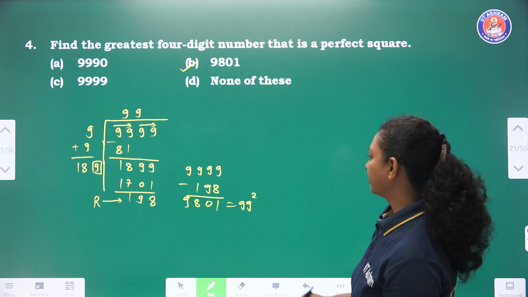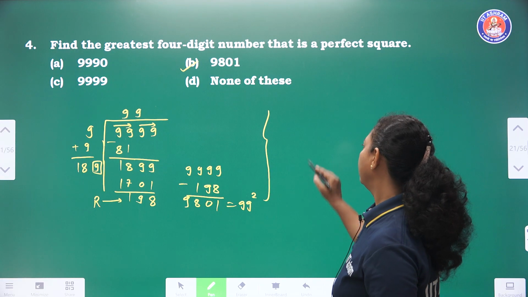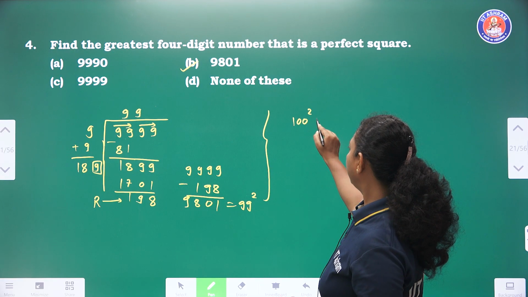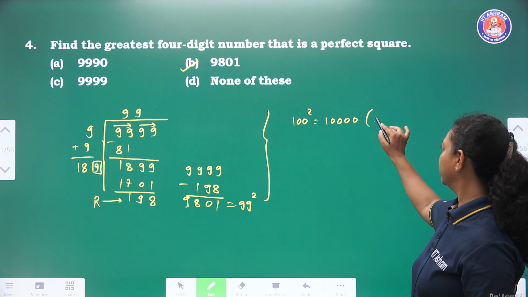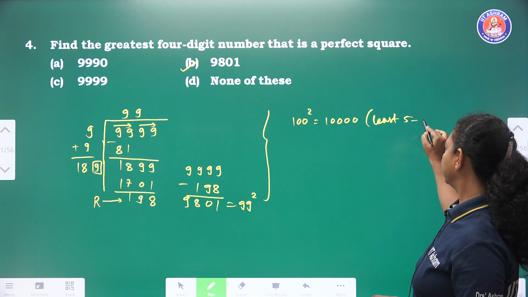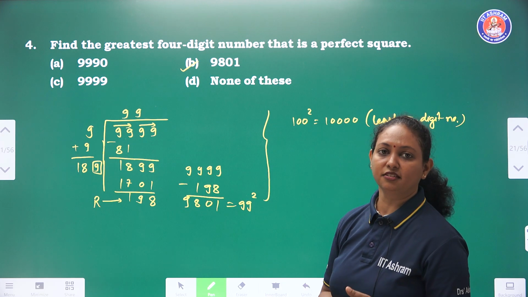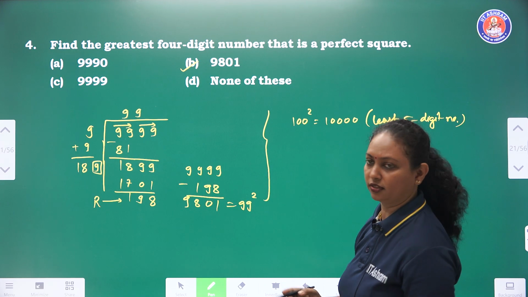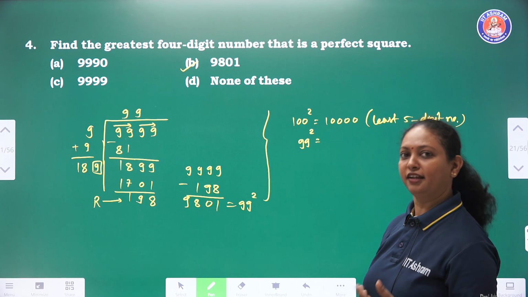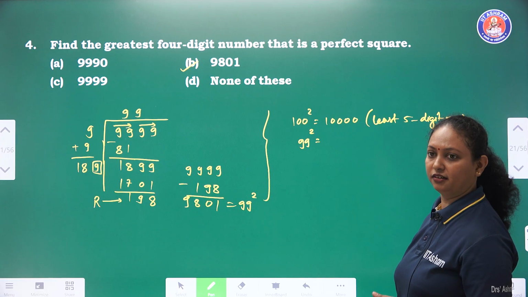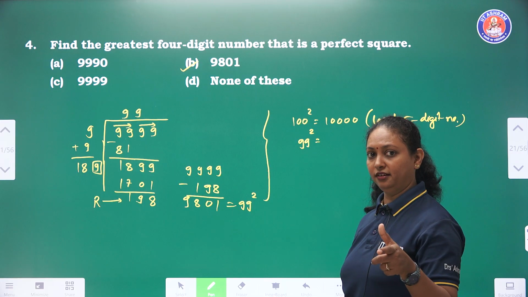Now the next is, you don't need to do this method, it is time consuming. So how do we get the answer? The next way is that we know that 100 square, that is 10,000, is the least 5-digit number. Then obviously the previous number, or the predecessor, is 99. So obviously 99 square is the greatest 4-digit number. So directly find 99 square. You can use the column method or you can do mental maths.